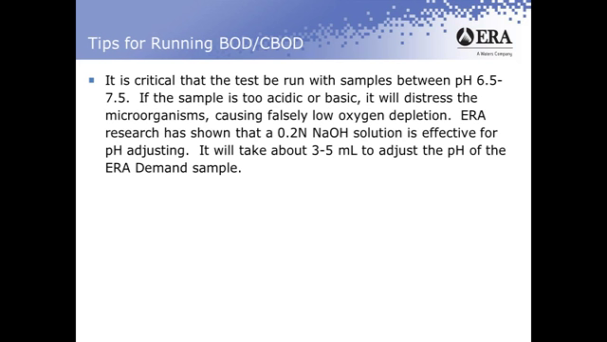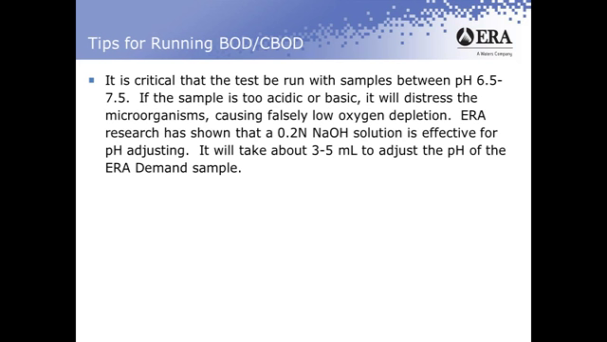And then you add some acid back and it shoots back down to 4, and you play the shooting game up and down. Well, we've done some research and we've noticed that about a 0.2 normal sodium hydroxide solution is very effective for pH adjusting. With a 0.2 normal solution for the ERA demand sample, it takes somewhere between about 3 to 5 milliliters to adjust that pH into the proper range.